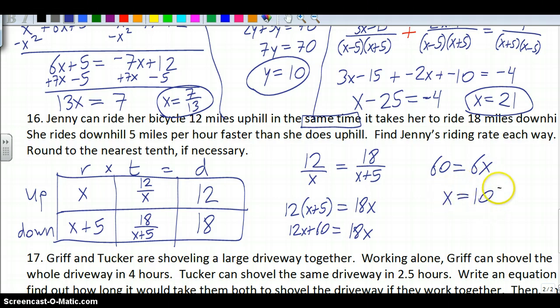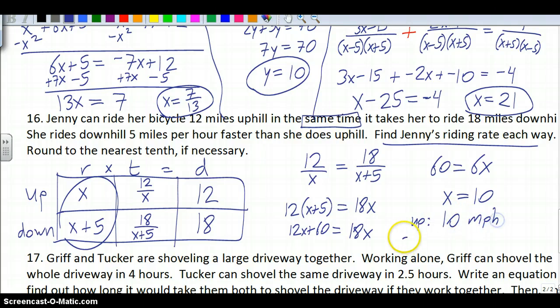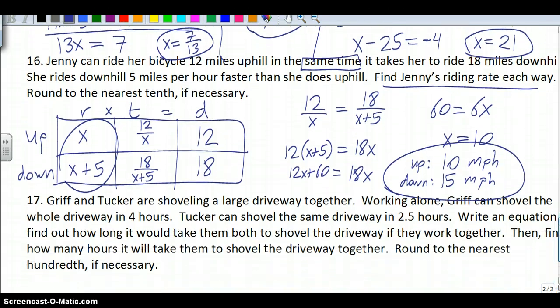Now, do they want x? Well, we want to find her riding rate each way. That's these two. So uphill, she goes 10 miles per hour. And downhill, she goes 10 plus 5, which is 15 miles per hour. Okay. So far, so good.